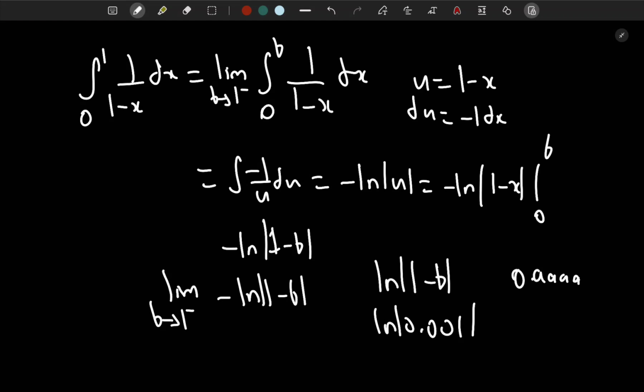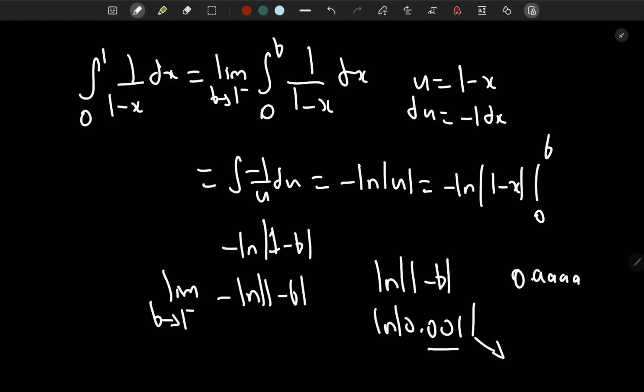So now let's add more zeros and try. I added a lot more zeros, and we realize that the more zeros we add over here, the larger, or the more negative, the answer is getting. So we can conclude that ln of 1 minus b is negative infinity.